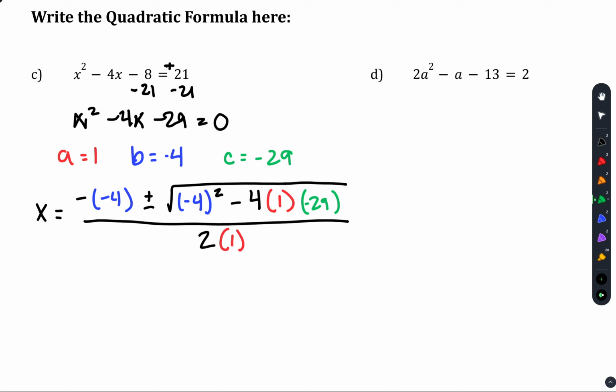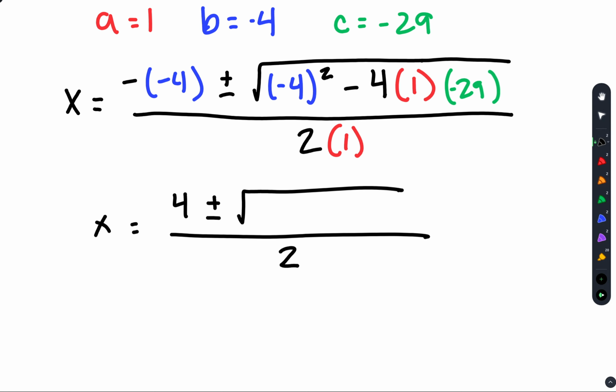Everybody got this. Everybody understands where these numbers are coming from. Now we're going to simplify. Again, I'm rewriting the whole thing. Negative negative 4 becomes positive 4. Plus or minus the square root. I'm going to save that for in a second. 2 times 1 is 2. Let's simplify my square root together. What's negative 4 squared? Positive 16. What's negative 4 times 1 times negative 29? Anybody?